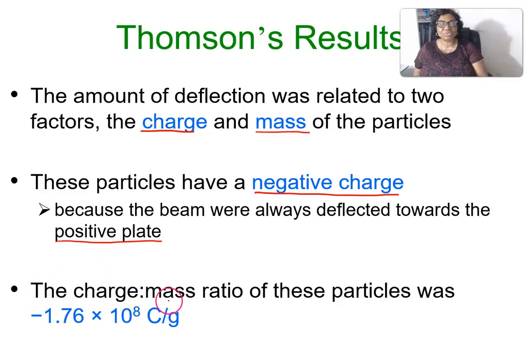And the charge to mass ratio that Thomson obtained from his experiment was minus 1.76 times 10 to the 8 coulombs per gram. So from his experiment, that was the charge to mass ratio that he got from his calculation.